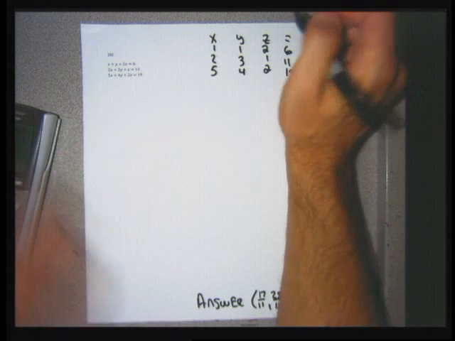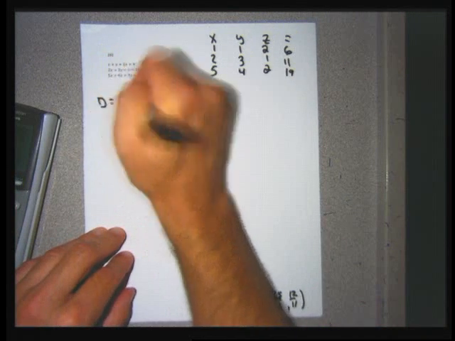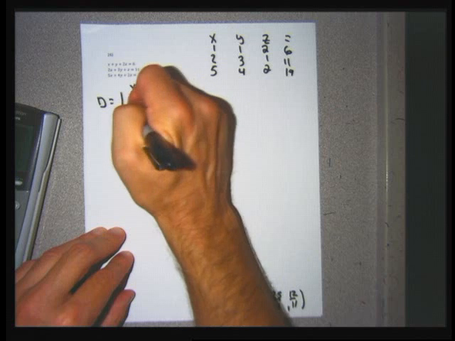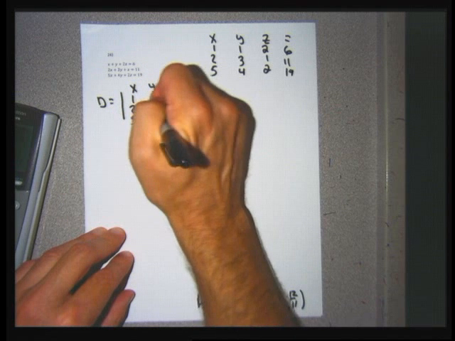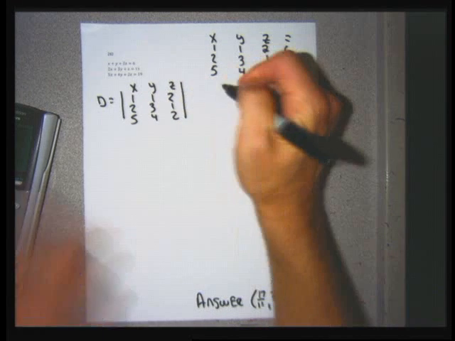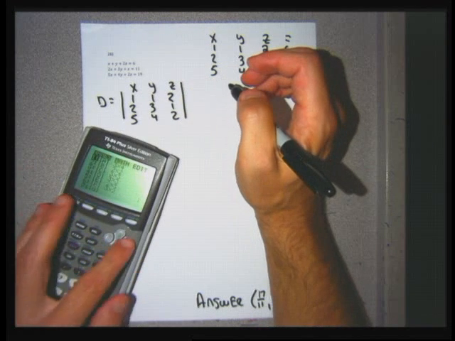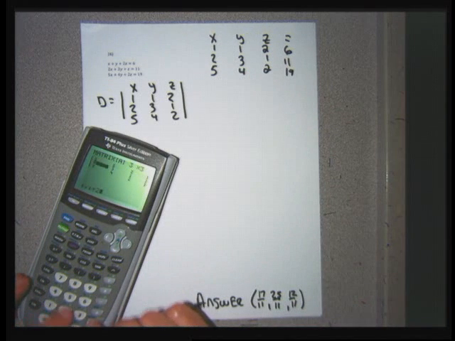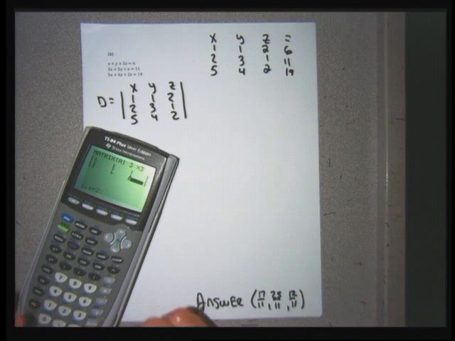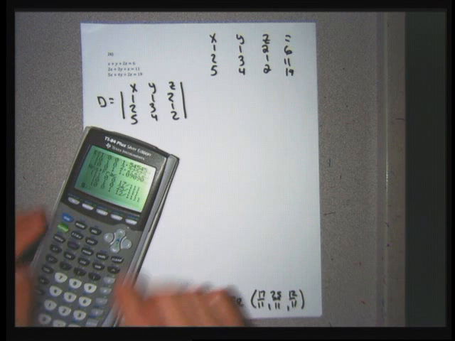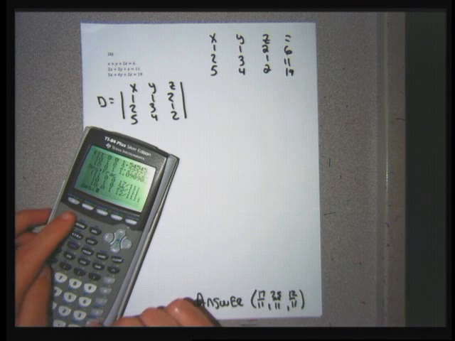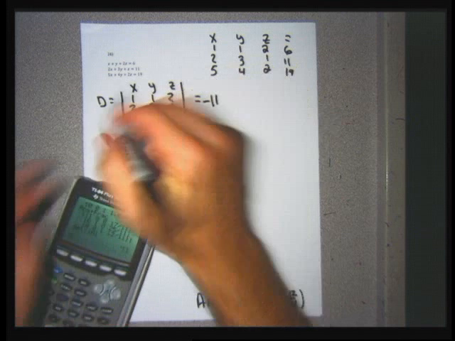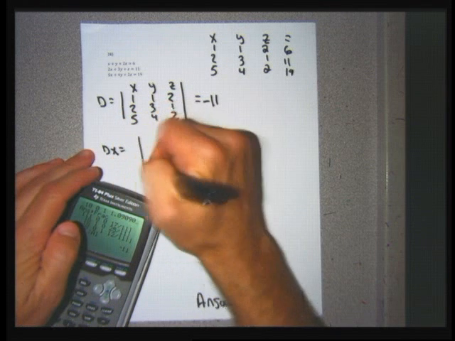Do my 4 determinants. First determinant, d, which has the x column of numbers, the y column of numbers, then the z column of numbers. So it has 1, 2, 5, 1, 3, 4, 2, 1, 2. Do that. Second matrix, edit, 3 by 3, 1, enter 2, 2, enter 3, enter 1, 5, enter 4, enter 2. Second quit, second matrix, math, determinant, second matrix, enter, enter. This is negative 11.